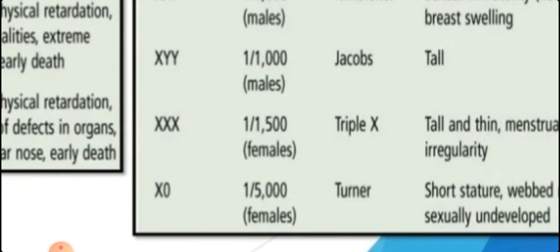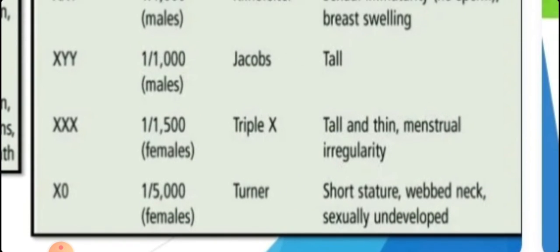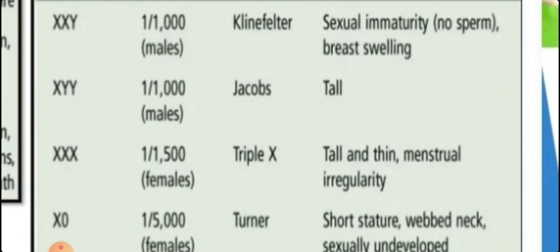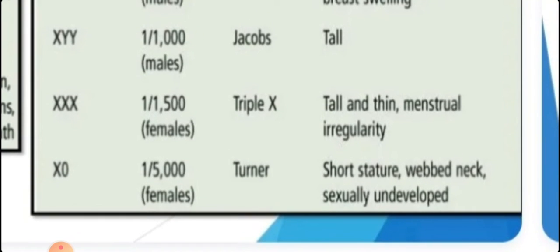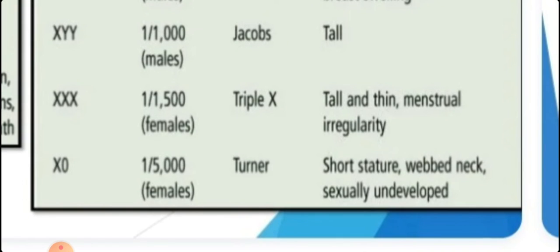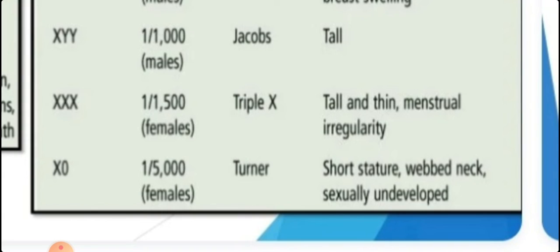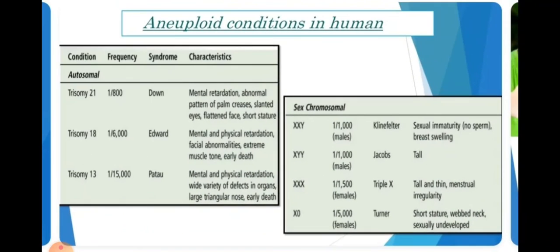And here the triple X means the individual is female and has the triple X. They are tall and thin, and menstrual irregularity takes place in this female. Then X and 0: this is a female, and this type of syndrome is known as Turner's syndrome. The symptoms are short stature, webbed neck, and sexually undeveloped. Females are developed in this sex chromosome condition.